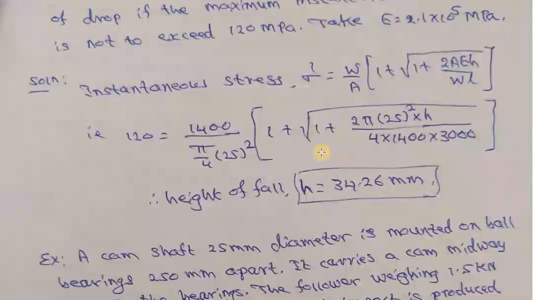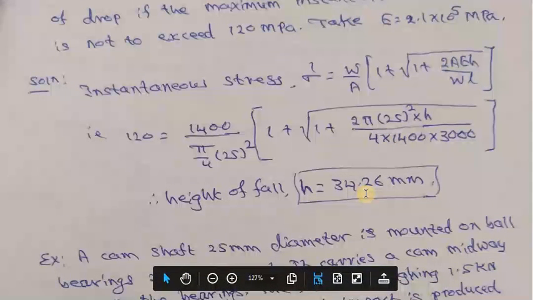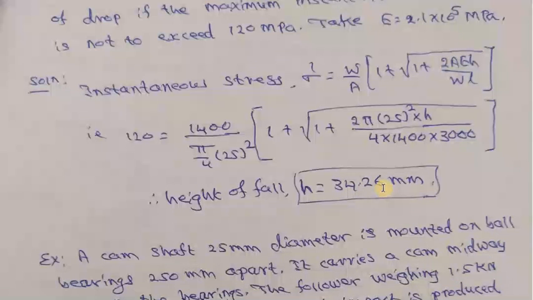For simplification, what you can do is apply the square on both sides. You square on this side, square on this side, the square root will go up. Then transfer the terms, and you will get the value of H. So I have directly written the value of H here. Students are required to practice how the simplification is going to happen. Then you will get the value of H. The height of fall, you will get 34.26 mm.